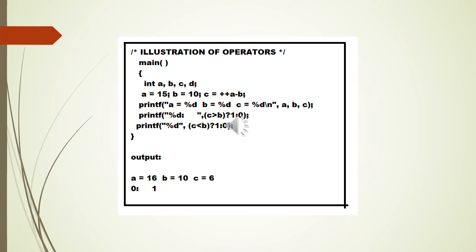In the next statement, again printf prints the value of the result. c < b, then yes, as 6 is less than 10, it will return the value 1. So this is a simple program where we use different types of operators like the increment and decrement operator and the conditional operator.